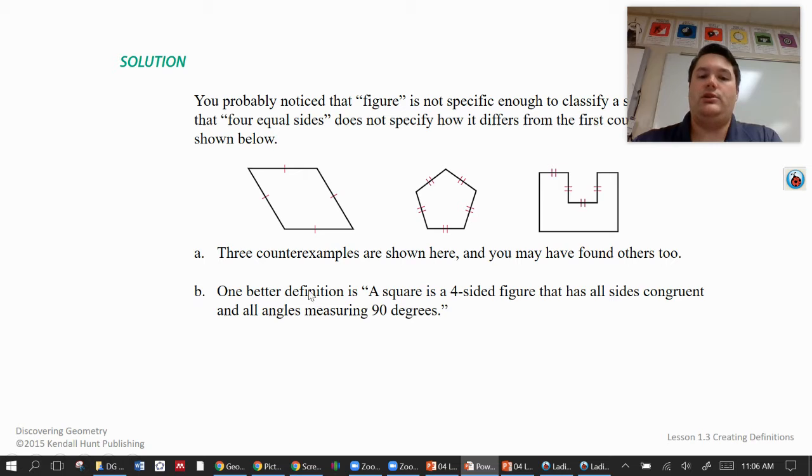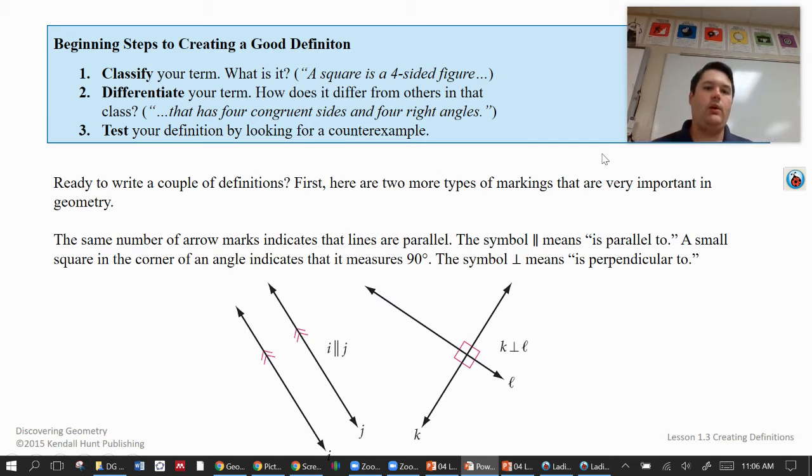So maybe a better definition here would be a square is a 4-sided figure that has all sides congruent and all angles measuring 90 degrees. So we need to make sure that we're being as specific as possible with these things. We don't want to end up in a situation where, according to our definition, something that isn't really a square can count as a square. Okay, so we're going to do a little activity here, and I'm going to kind of work through this like you're going to do it on your own. I'll let the video pause so you can type something in, and then we'll talk about it after that.